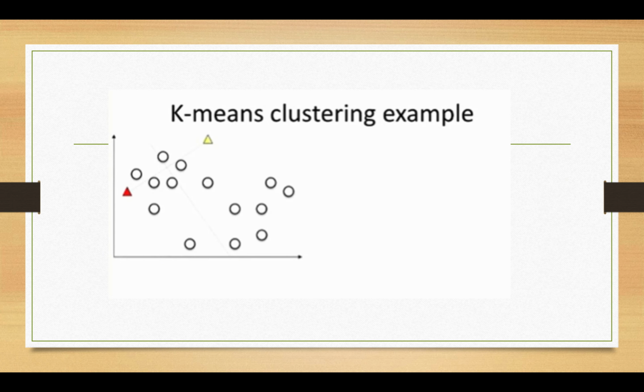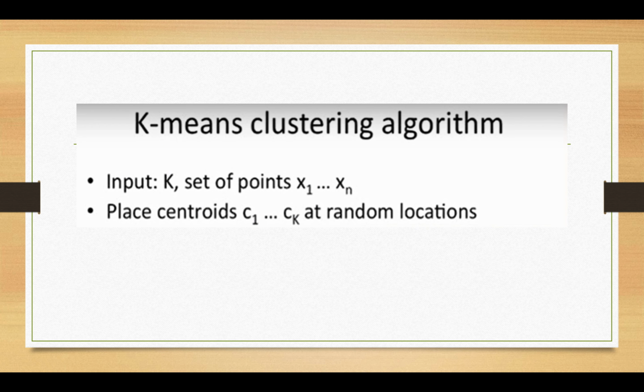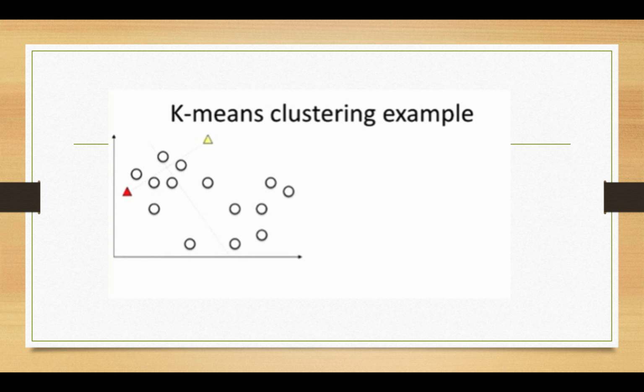If you look at the example, it's very clear. We first have a set of data points, which are the circles with white background. If we go to the k-means clustering algorithm, the first step is fulfilled. Now the input, we have a set of points. So the next step is place centroids C1, C2 and so on at random locations. Now we have done it, one in red and one in yellow. So the second step is placing centroids at random locations in the given data points.